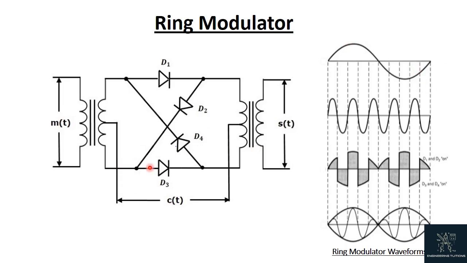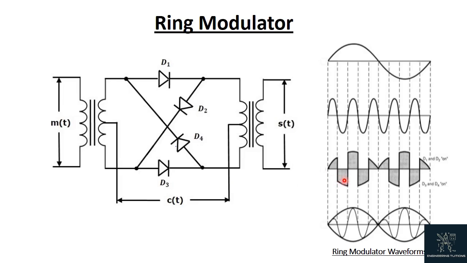center-tapped transformers. For the positive half cycle of the carrier signal, the diodes D1 and D3 are switched on, and the other two diodes D2 and D4 are switched off. In this case, the message signal is multiplied by +1. For the negative half cycle of the carrier signal, the diodes D2 and D4 are switched on, and the other two diodes D1 and D3 are switched off. In this case, the message signal is multiplied by -1.